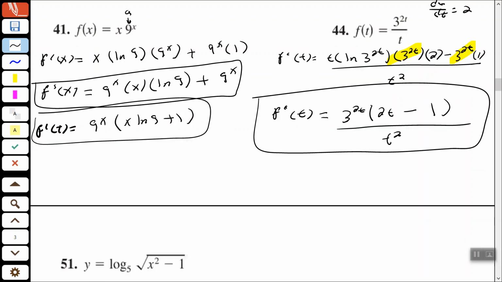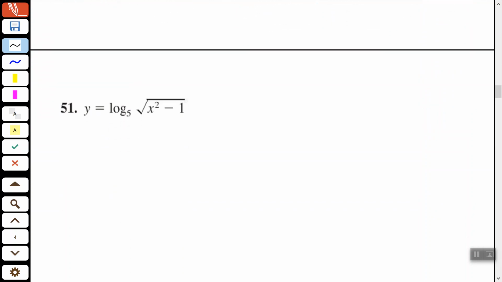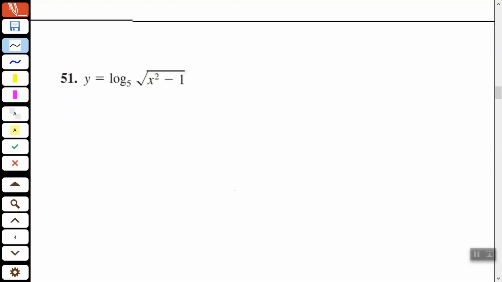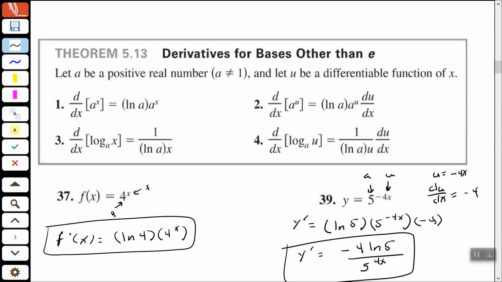All right, number 51, we have y equals log base 5 of x squared, the square root of x squared minus 1. If we go back up to the previous page, we see that if we have log base a of u, the derivative of that is 1 over the natural log of a times u of du dx. So we need to identify a and identify u and find our derivative of u.